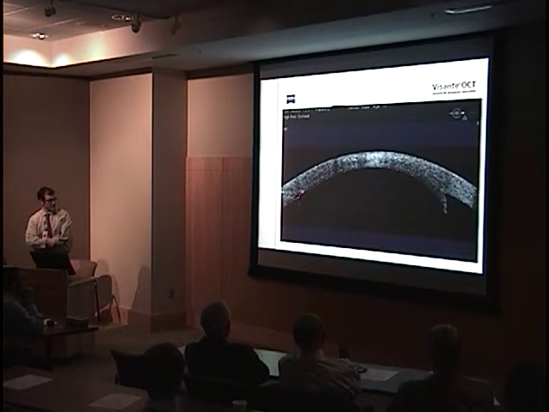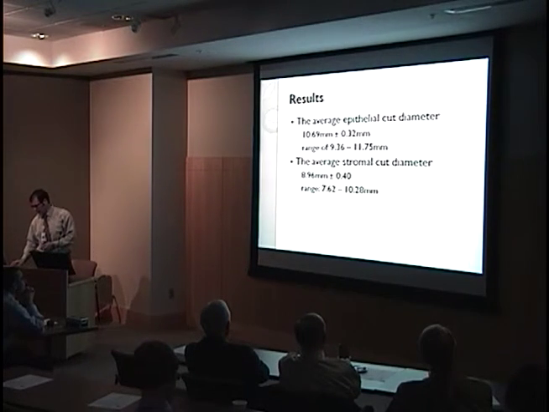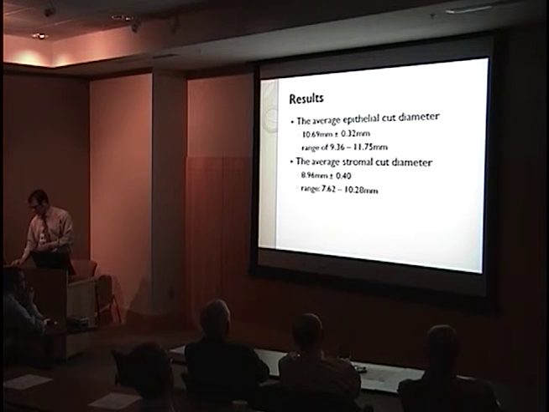And so here's an example again of how the measurements were made. This isn't the actual tissue. I don't have his photographs, so I'm sorry I can't show you that. But they were made on slices like this. And as a result, the average cut diameter at the epithelial surface was 10.69 millimeters, which is larger, as expected, than the average cut diameter at the stromal surface.